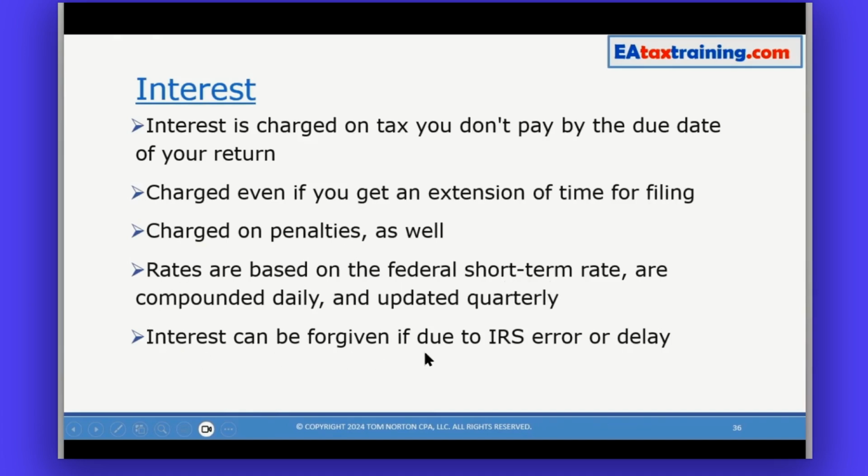The interest can be forgiven if the delay was due to IRS error or the delay was their fault. We'll talk a lot more about that in part 3 of this series, but for now, just know that it is possible for the interest to be forgiven.